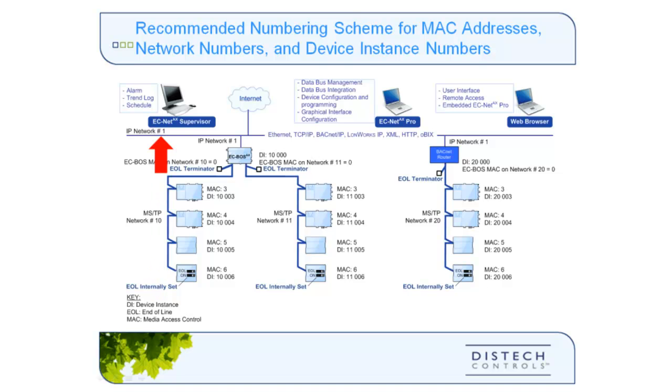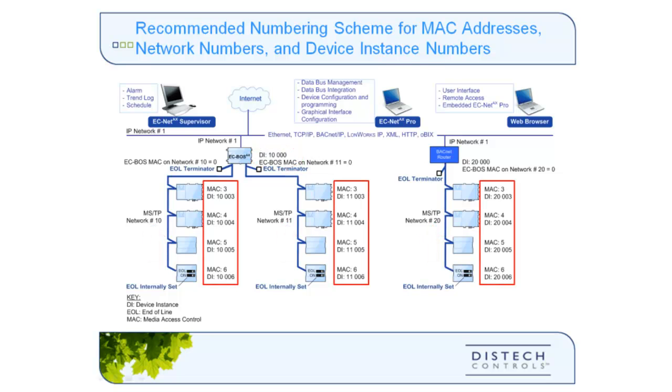The built-in controller BACnet IP device instance numbers are in multiples of 10,000. Here the controllers are numbered 10,000 and 20,000. The BACnet MSTP network numbers range from 10 to 4,190. Here the MSTP network numbers are 10, 11, and 20, and they are obtained by dividing the device instance number by 1,000, plus adding on the 0, 1, 2, 3, 4, etc. for each local area network.